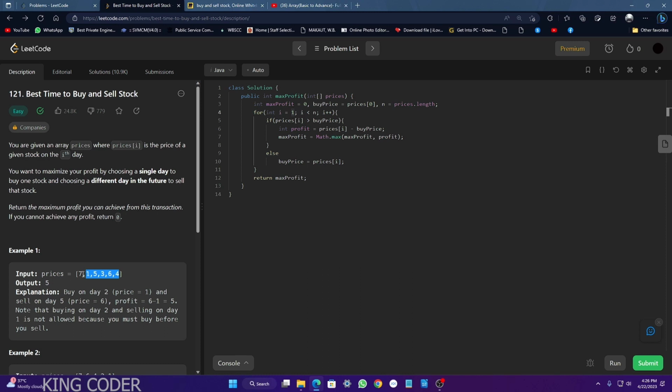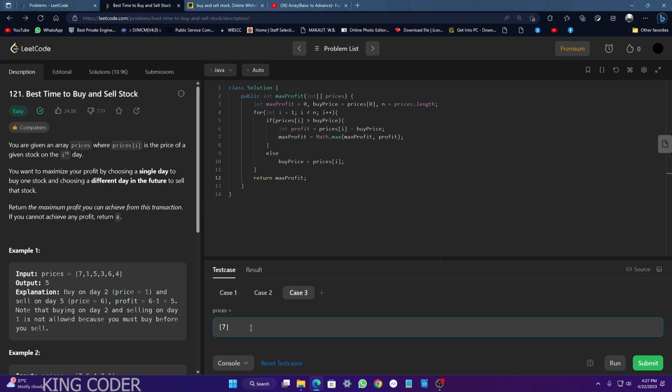If it is, then it means that I have found a profit. If it is not, then it means that it is a loss. So we will update our buy price. So the buy price will now be 1. For 5, it will check if prices of i is greater than buy price. It's greater than the buy price, so it means we get a profit. We will calculate that profit and we will find the maximum one. So after that we will return the maximum profit. For a single element there is no buy price, so we will return the maximum profit, that is 0.